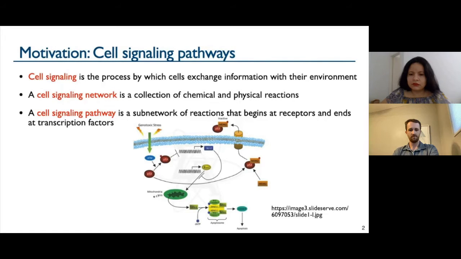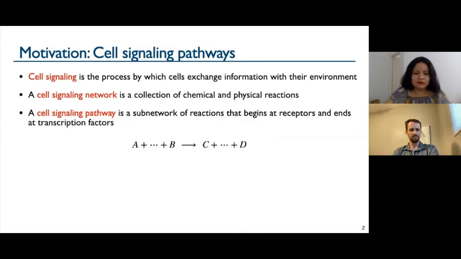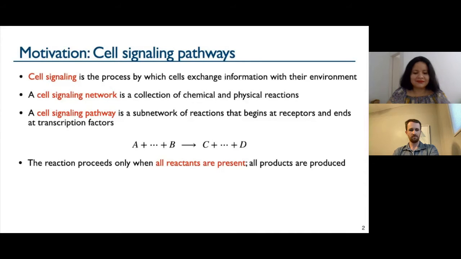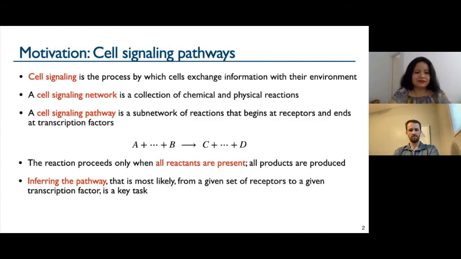Notice the series of reactions when p53 is deactivated by MDM2, which starts at p53 in the cell and ends with p53 and MDM2 being transported from the cell as the target reaction. The reaction is of this general form, with the reactants, here A through B, on the left, and the products, here C through D, on the right. The reaction will only proceed when all reactants on the left are present, and when it does, all products on the right are produced. Inferring the most likely series of reactions, or pathway, from a given set of receptors or sources to a given transcription factor or target is a key task.